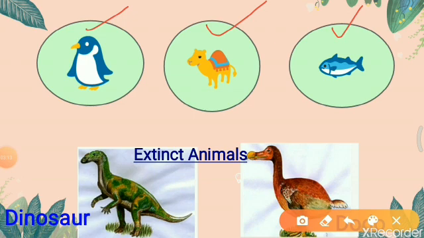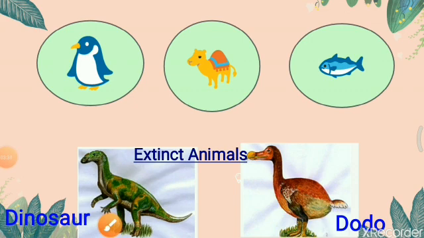When some animals could not change themselves, those groups of animals died out and became extinct. For example, dinosaur, dodo. These are the animals we are not able to see now. Are you able to see a dinosaur in the zoo or in the forest? No, because they became extinct.